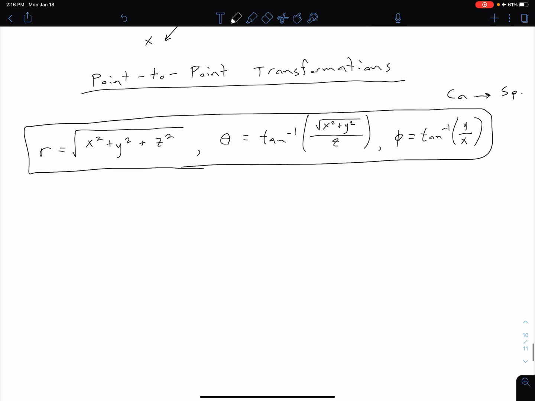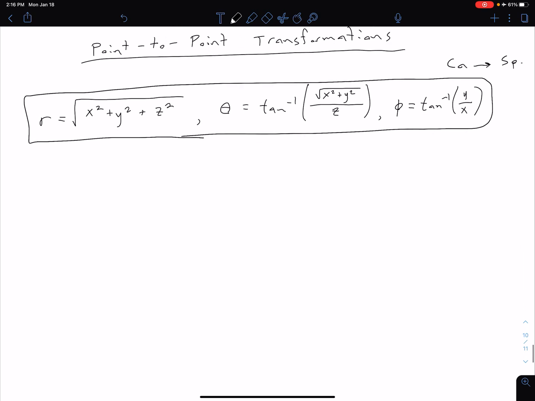Let's say we wanted to go the other way though. If we are going the other way, we can say x is equal to r times sine of theta cosine of phi. y is equal to r times sine of theta sine of phi. And our z is just equal to r cosine of theta.